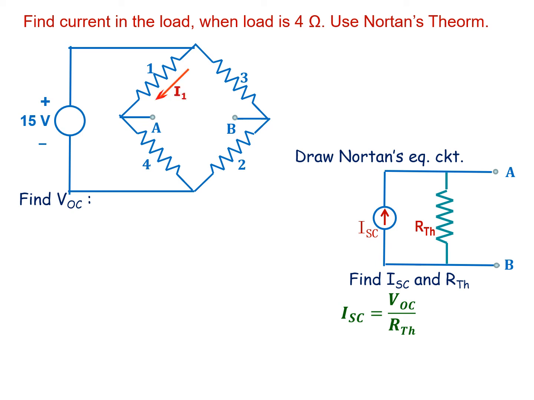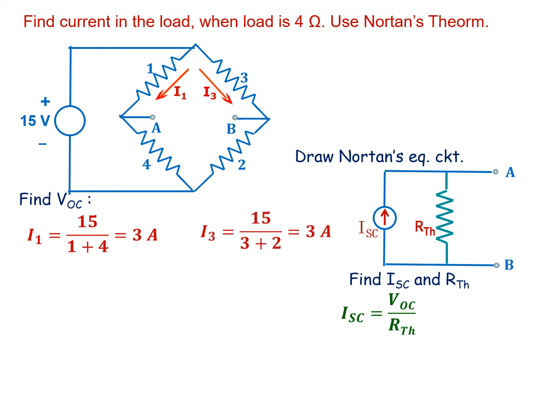Let this current be I1 through 1 ohm. Let the current through 3 ohm resistance be I3 in the direction shown. I1 is 15 divided by 1 plus 4 is 3 amperes. The I3 can be found by 15 divided by 3 plus 2 in series. You get it as 3 amperes.